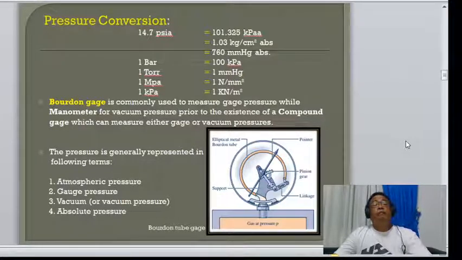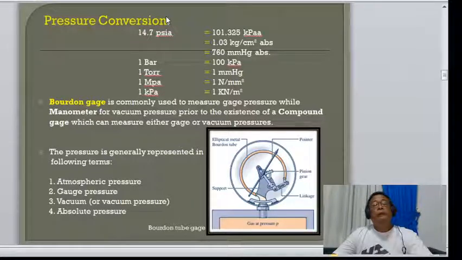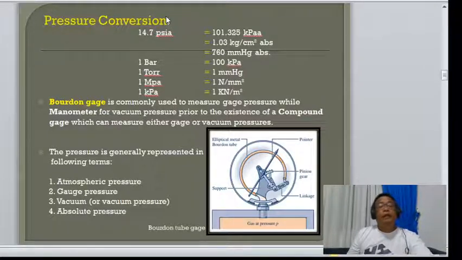This 14.7 psia is also equivalent to 101.325 kilopascal absolute. This is again equal to 1.03 kilogram per centimeter square absolute. This is equal to 760 millimeter of mercury absolute. Another pressure conversion, in European standard, we use the bar.